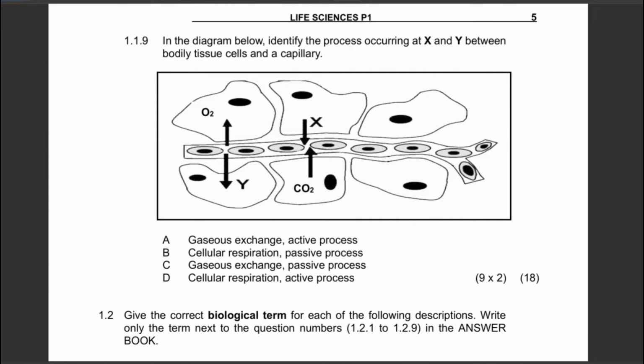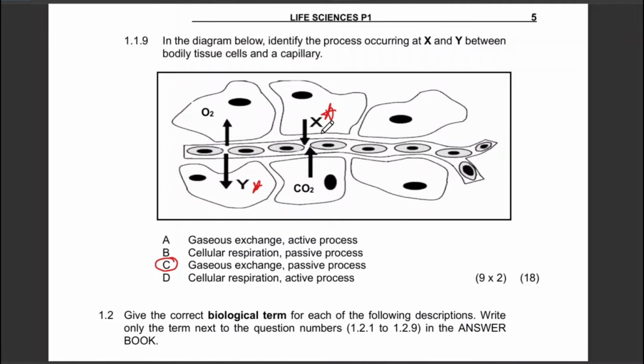Then 119, lovely question. In the diagram below, identify the process occurring at X and Y between bodily tissue cells and the capillary. So that's the capillary, and these are the tissue cells. X and Y. That's definitely gaseous exchange. It can't be cellular respiration. It will have to be gaseous exchange first in order for cellular respiration to take place in the cells.